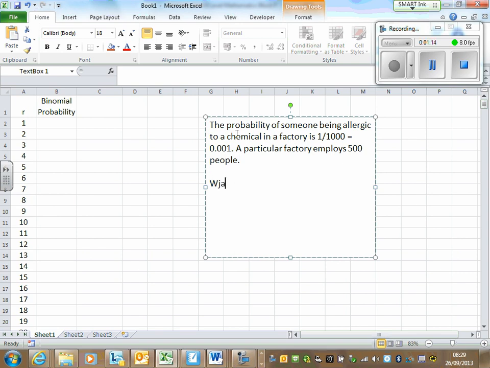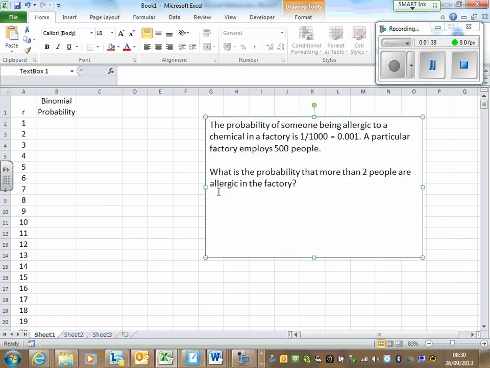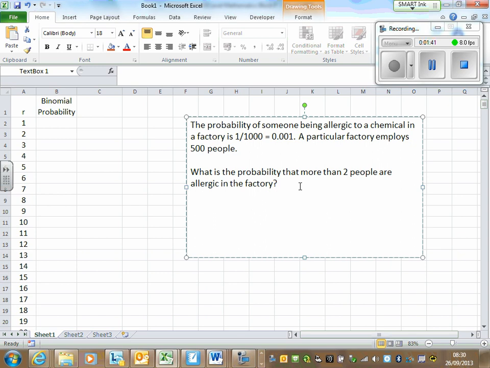The question we're going to be asking is, what is the probability that more than 2 people are allergic in the factory? Now, this you should recognize is actually a binomial distribution. Let x be the number of people allergic.